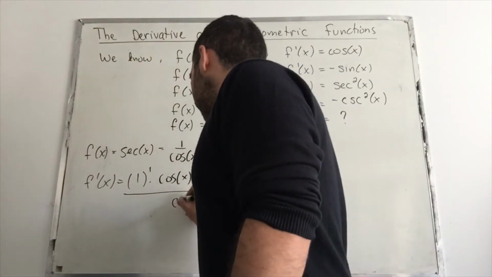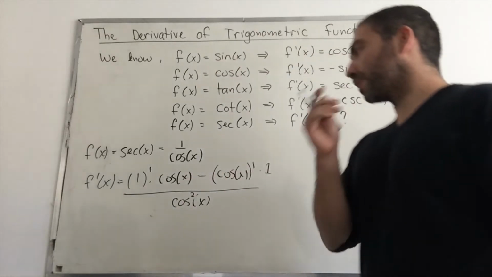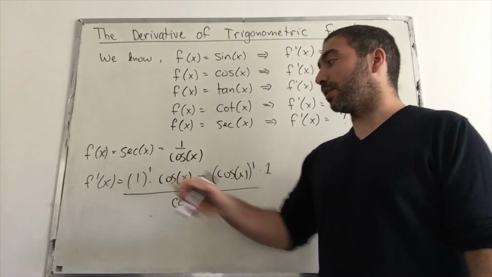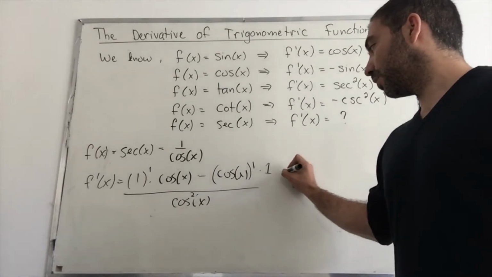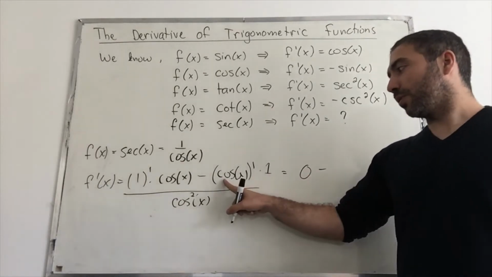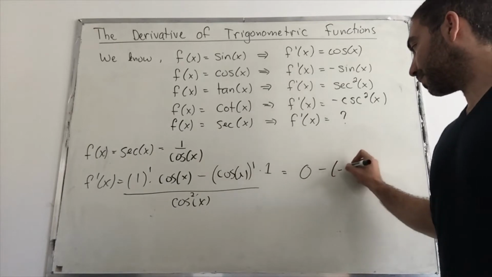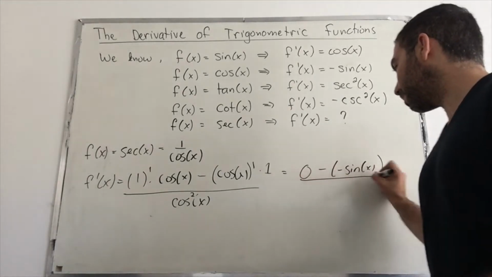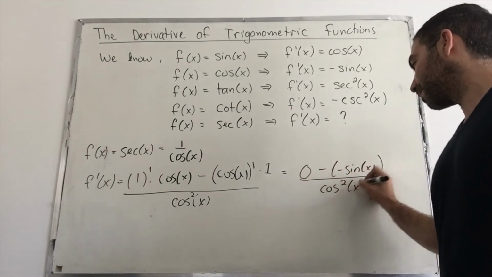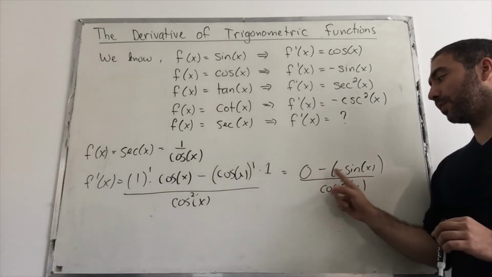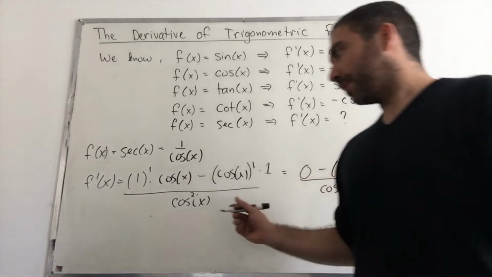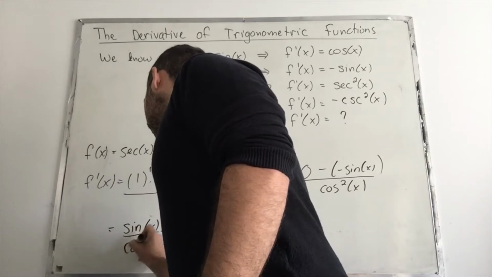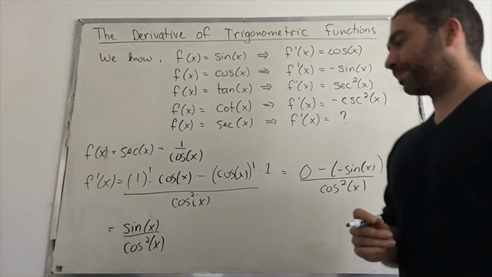So over cos squared of x. So the derivative of 1 is a constant, so we know the rule. That's equal to 0. 0 times cos is just 0. So this is 0 minus the derivative of cos, we know it's negative sine, times 1 doesn't change it, over cos squared. Okay, so 0 minus negative sine, two negatives make a positive, so we get sine over cos squared. Okay. So this is the answer.